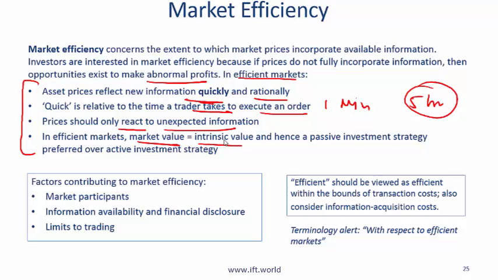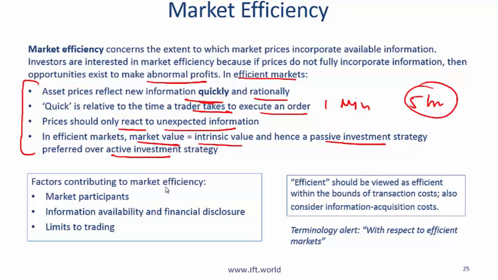And if that is the case, then a passive investment strategy is preferred over active. In an active strategy, you are trying to buy underpriced. But what we are saying here is that if the market is efficient, then there will be no underpriced securities. So it makes more sense to create a portfolio based on an index. So just focus on the appropriate level of diversification and don't worry about trying to buy underpriced securities, because in an efficient market you will not have any underpriced securities.